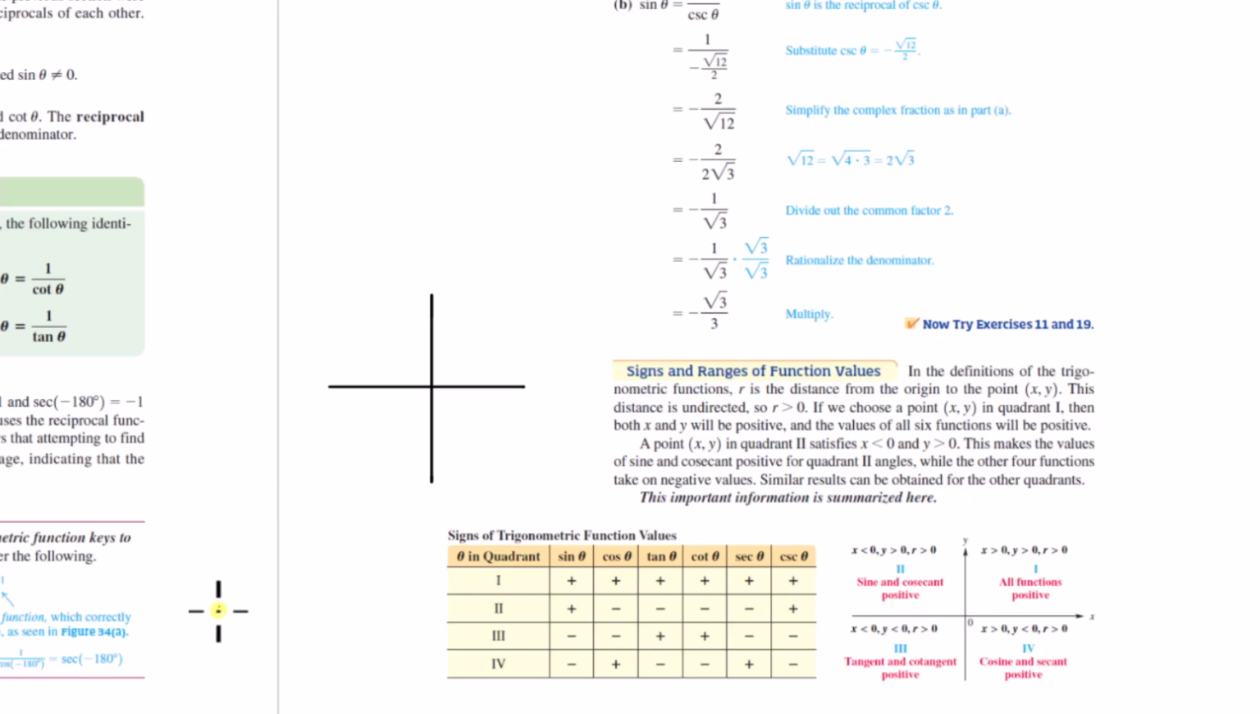And remember, we're not just going from 0 to 360. We could have negative angles and we could have more than one rotation. So it's literally any number from negative infinity to infinity. Any number.